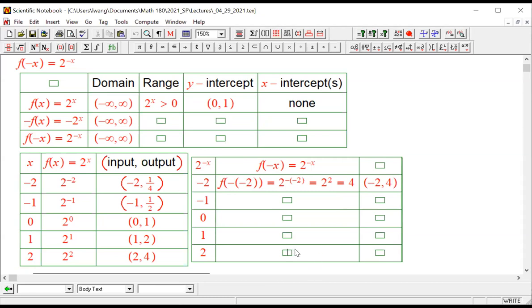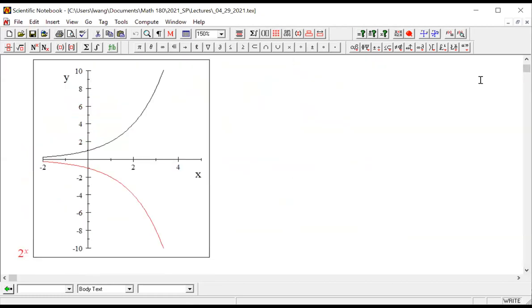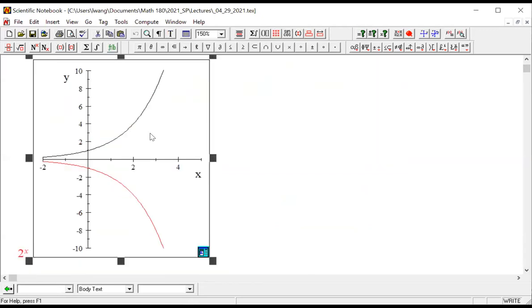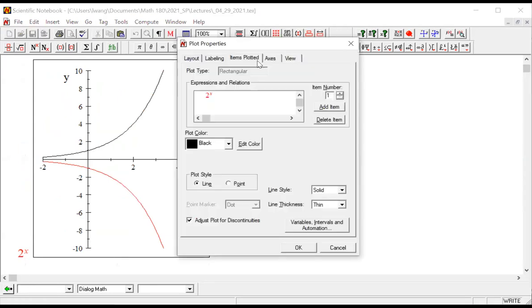Now, when do you get the output 4 for 2 to the power x? When x is 2. You see that? So when x equals 2, you get positive 4 with 2 to the power x. For 2 to the power negative x, when x equals negative 2, you get 4. What does this imply? So 2, 4, in this picture, 2 to the 2 is 4.